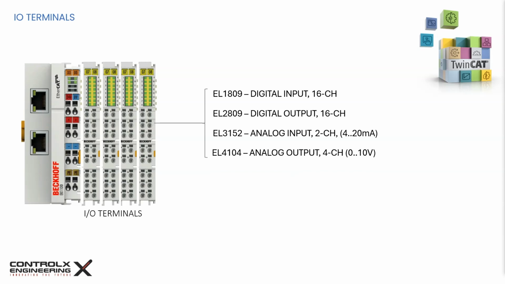The digital output terminal EL2809 is also a 24-volt logic level terminal. Each output channel can provide up to 500 milliamp of current. So it's good to drive small control relays and LED pilot lamps directly. The output channels can be turned on or off by simply assigning the respective linked variable to true or false in the PLC program.